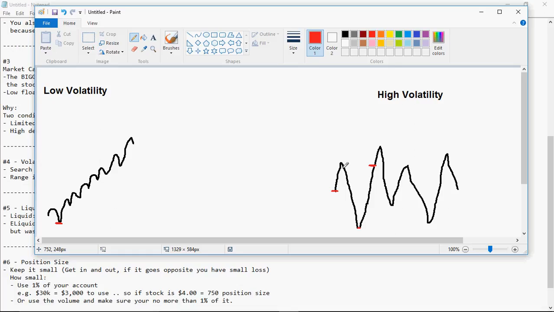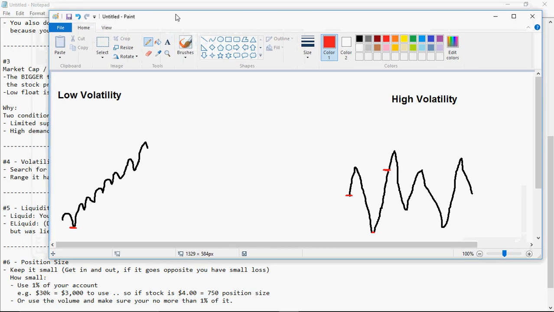Then another 10 minutes it drops fast like this. Then another 15 minutes it shoots up again like this. It's going to be difficult to trade well like that. So you stay away from high volatility.